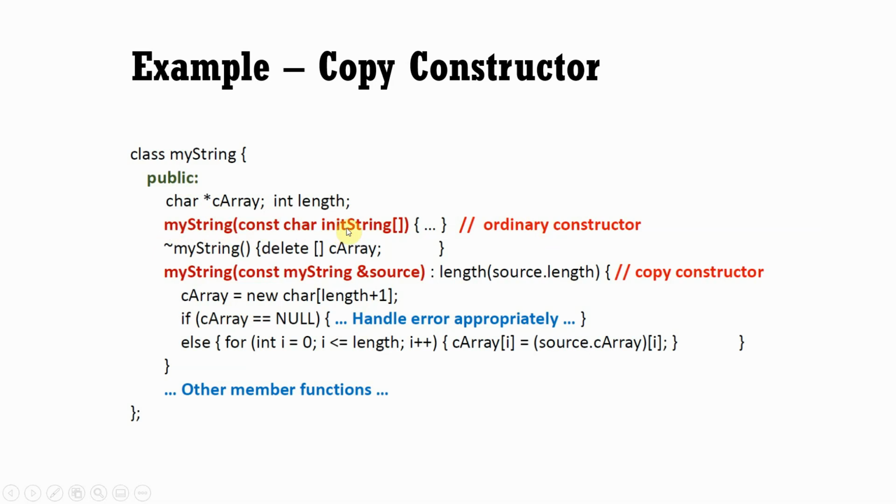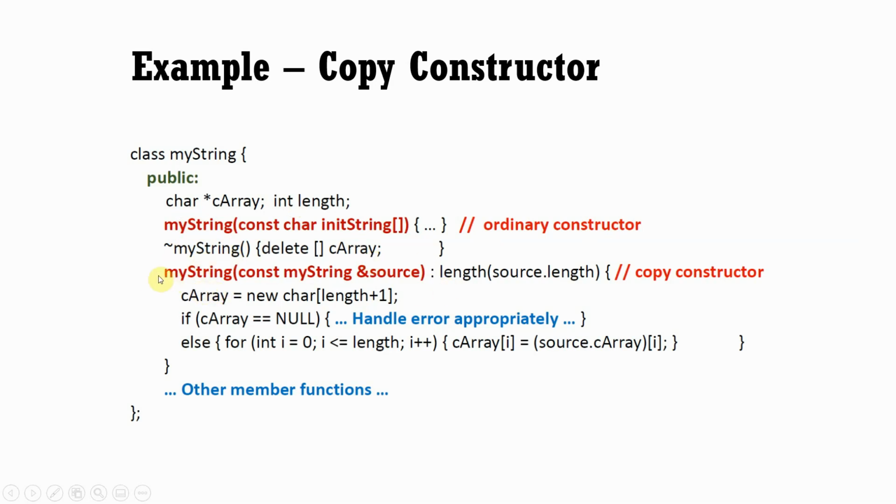If you look at it, we have a function with the same name as our class. So this is definitely a constructor. What does it take? It takes an array of characters, right? So this is a non-default constructor. It's a parameterized constructor. This one is a destructor, and this one, right?